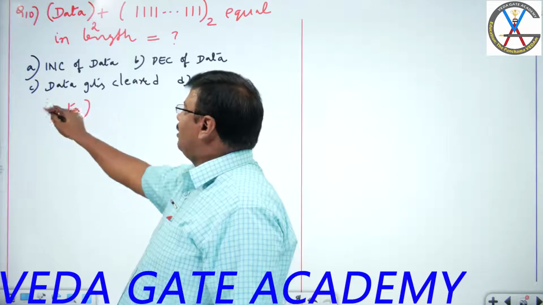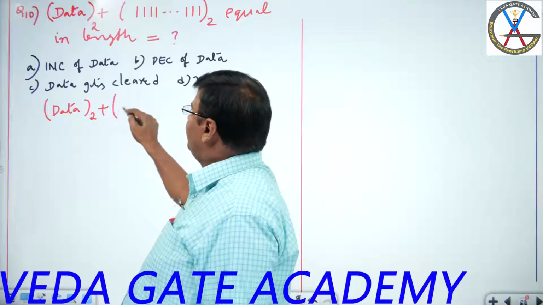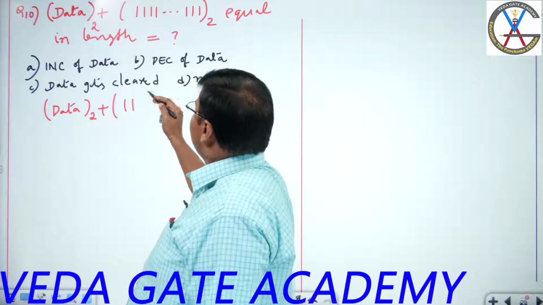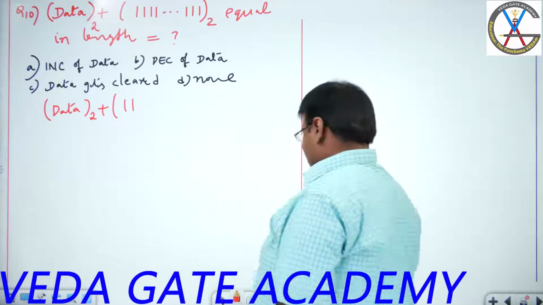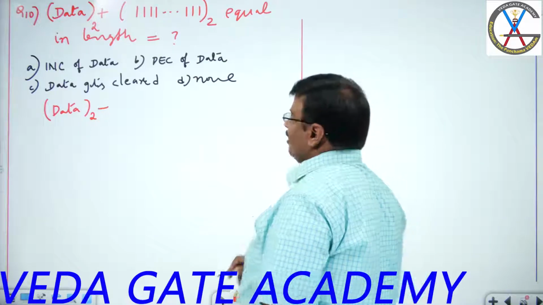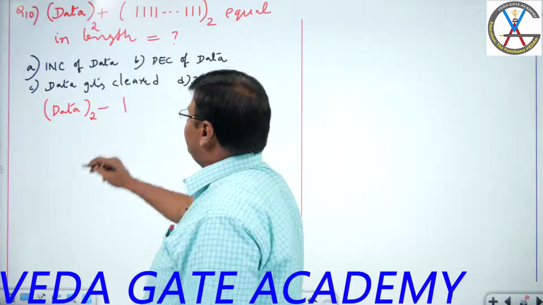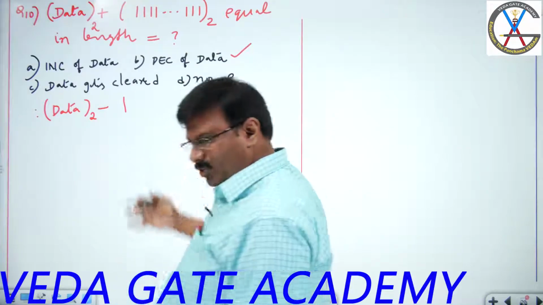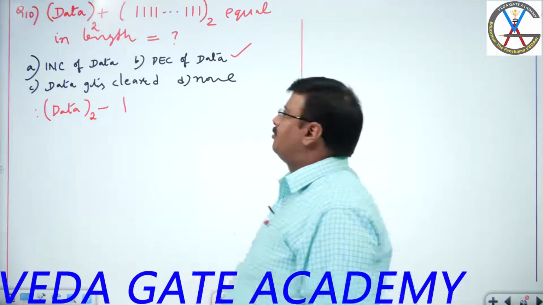Can I say data plus of all ones? Oh, I just wish to come from the answer. Yeah, I'm sorry. State the answer and then come. Answer is data minus 1. Decrement of data. I'll give you the proof how it is data minus 1.